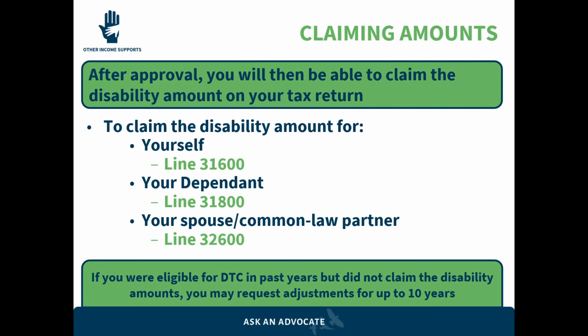If the person was eligible for DTC for previous years but did not claim the disability amount when they sent in their tax return, they can request adjustments for up to 10 years. To do so, you will need to ask for a reassessment. We'll include a link in the description below on how to change your past returns.